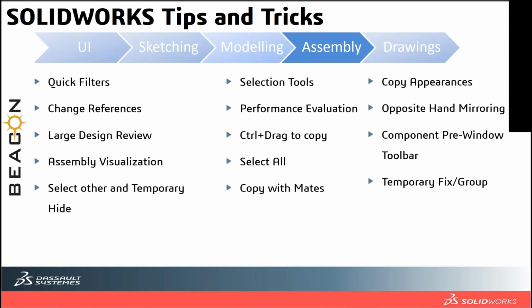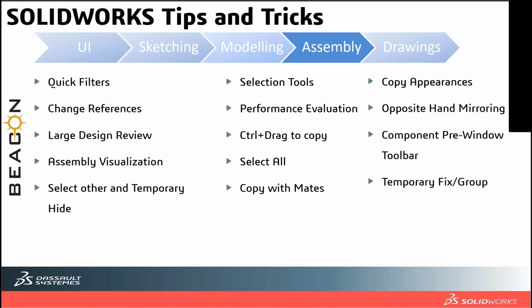Then select all. It's very simple. I didn't speak about that, but it's just like Control A, Control C, Control V. When you say Control A, all the components are selected at once. Next thing is copy with mate. Once again, I recap this because this will be very important to you. When I select a subassembly and press Control C and then Control V, the entire subassembly will be copied along with its mates. The mate references are not broken.